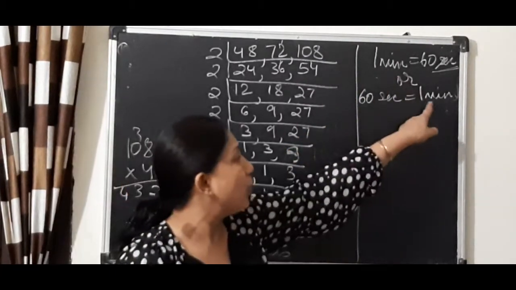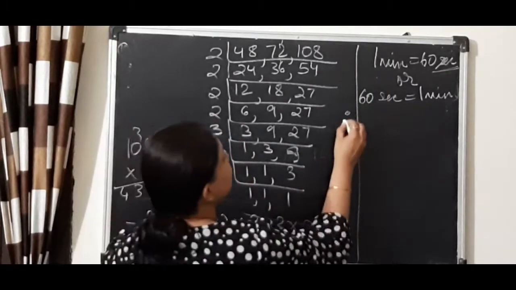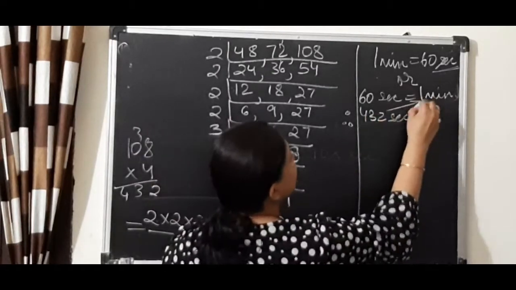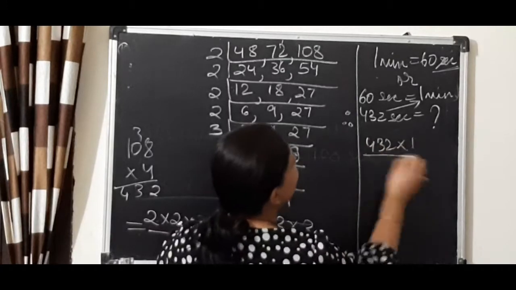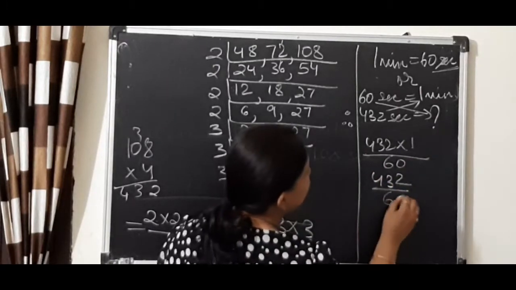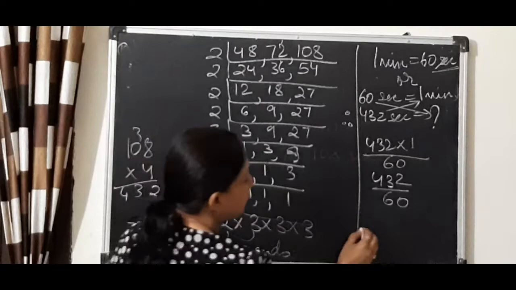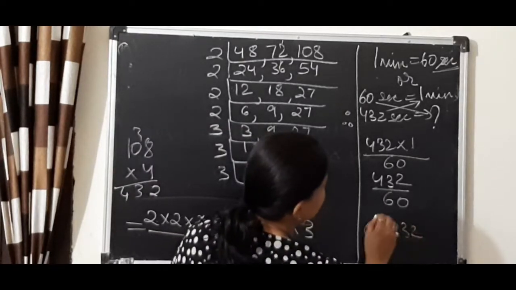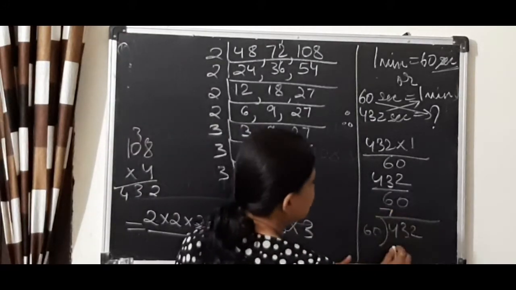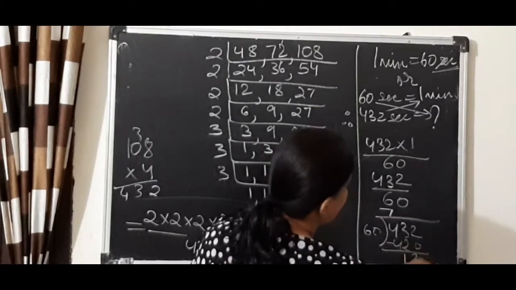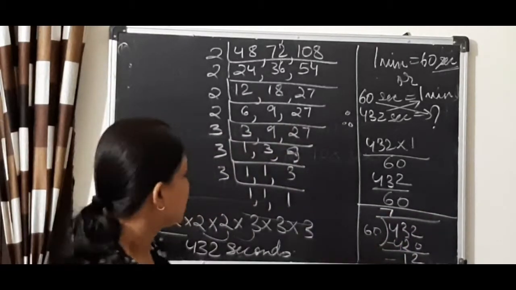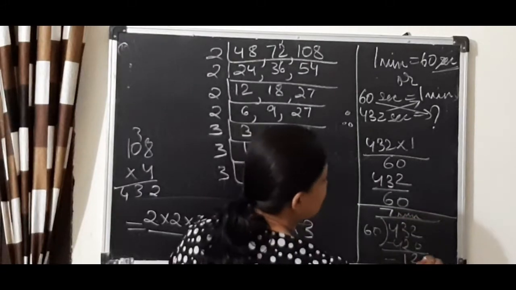We know the scale that 60 seconds is 1 minute. Therefore, 432 seconds will be how many minutes? Cross multiplication: 432 will go up at the numerator with 1 and 60 will go down. This is 432 upon 60. Now, let us divide. Leave the zero, divide 43 by 6. 6 sevens are 42, so 60 sevens are 420. How much remainder is left? 12. And what is this? Your quotient. So the answer will be 7 minutes and 12 seconds.